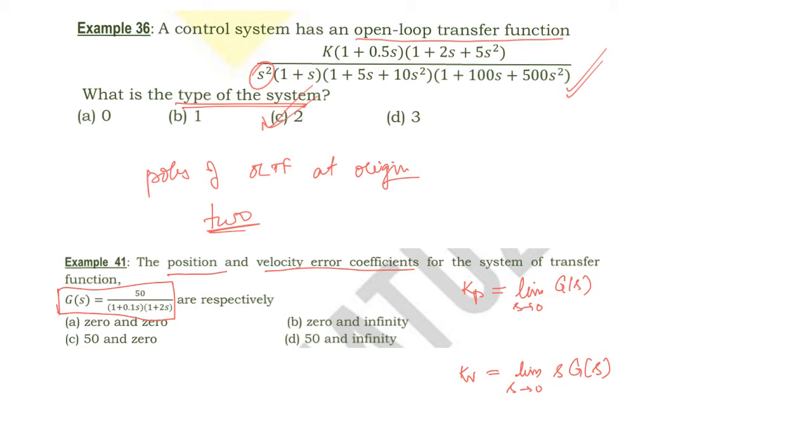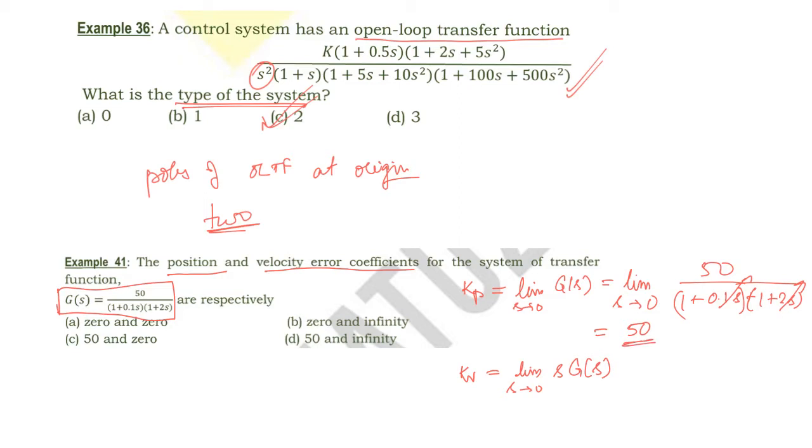Okay, so here you can simply apply the limit for g of s. 50 by 1 plus 0.1 s into 1 plus 2s. Okay, so this you will get to be 50. s will become 0 and remaining will be 50.